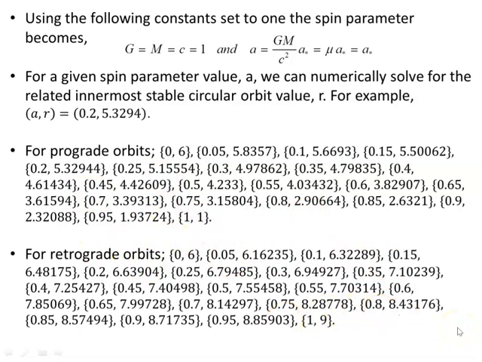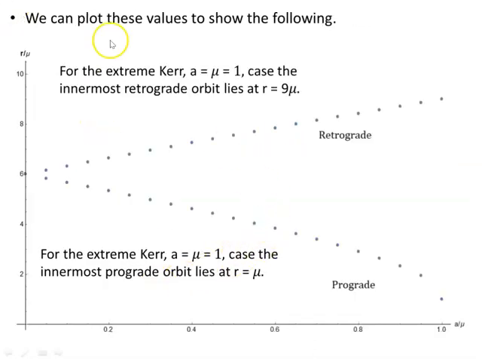I've done all that numerically, and you get those values, the R value, by numerically solving the previous 2 equations on the previous slide. Remember, the minus term was the retrograde orbits, and the plus term was the prograde orbits. So using a software package, you numerically solve for these. Okay, so that's prograde, retrograde. Now we can plot these values to show the following.